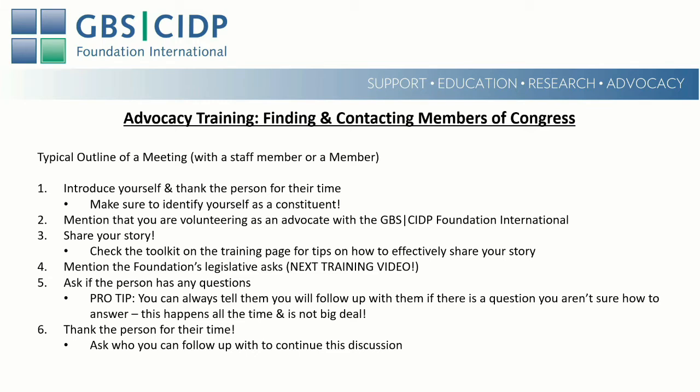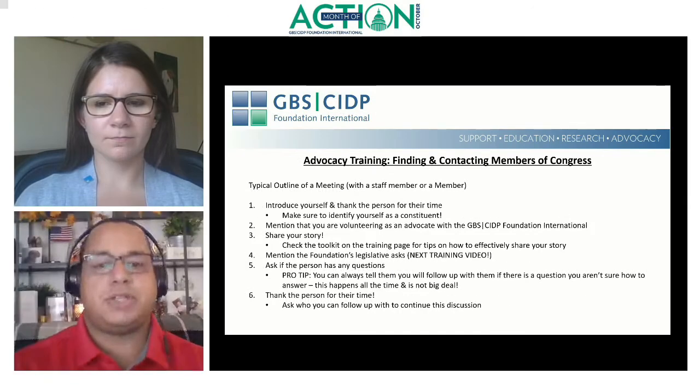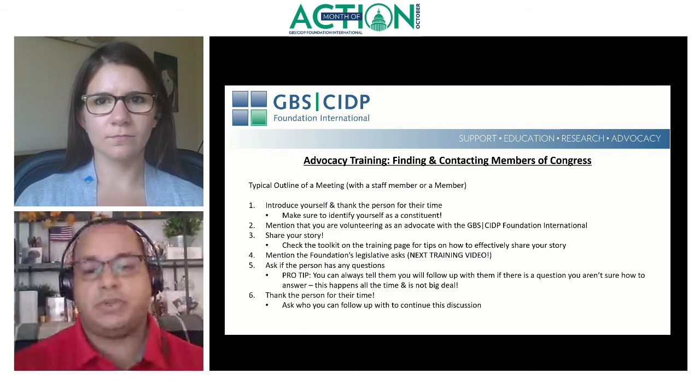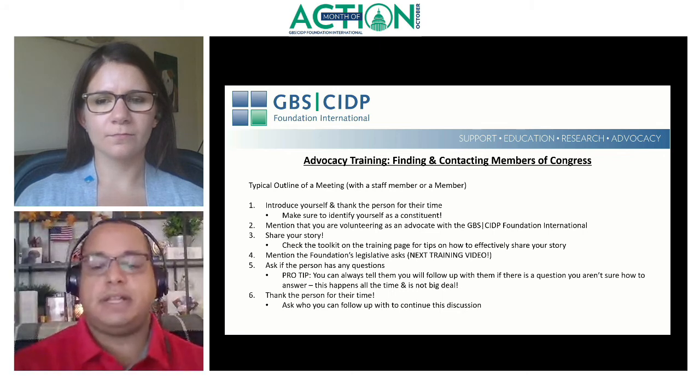And then what that does is, by identifying yourself as a constituent, you place importance on everything that you're going to say, because as we mentioned in our previous video, legislators use information and outreach from their constituents to influence what policies they support on Capitol Hill. Mention that you are volunteering as an advocate with the GBS-CIDP Foundation International. Most importantly, share your story.